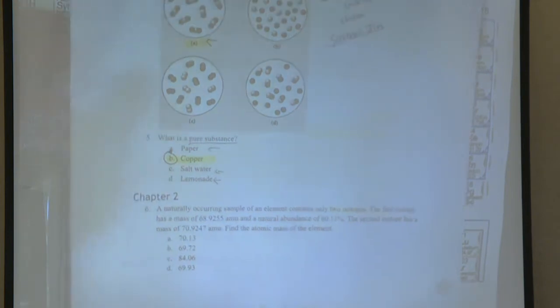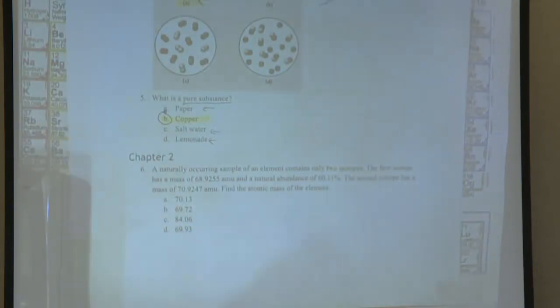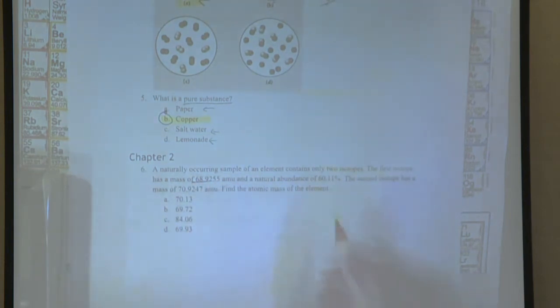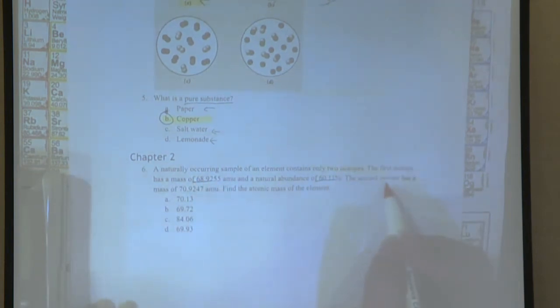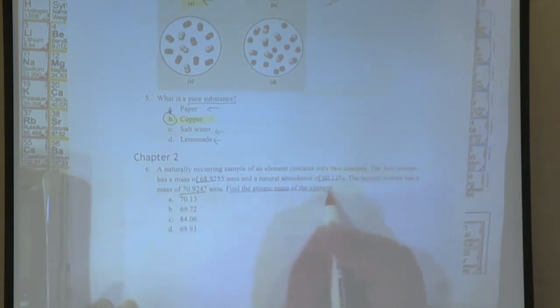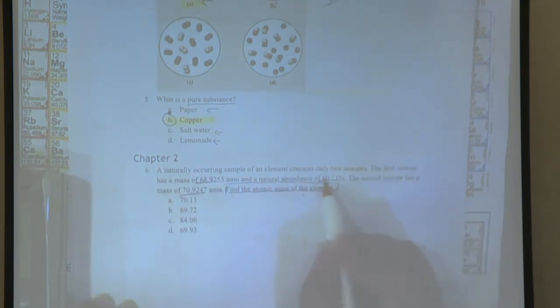Good. Okay. Chapter 2. A naturally occurring sample of an element contains only 2 isotopes. The first isotope has a mass of this guy and a natural abundance of this guy. The second isotope has a mass of 70.92, and they want you to find the atomic mass of the element. So make sure you're aware of what they're asking you. They're not trying to ask you to find the natural abundance of the second isotope. They want you to find the atomic mass that you would find like on a periodic table, right?